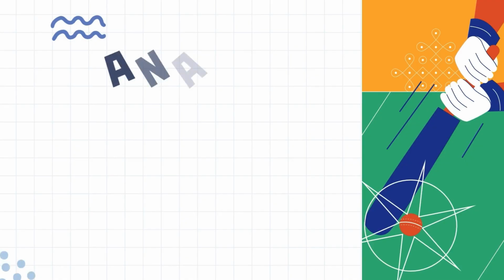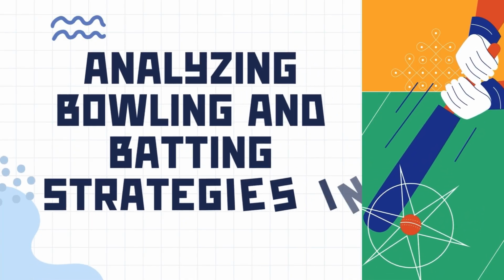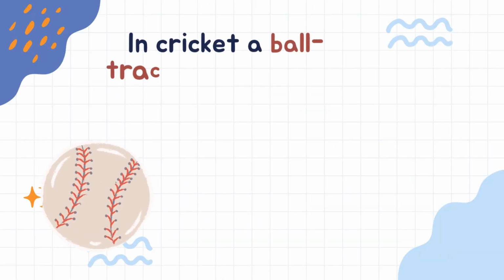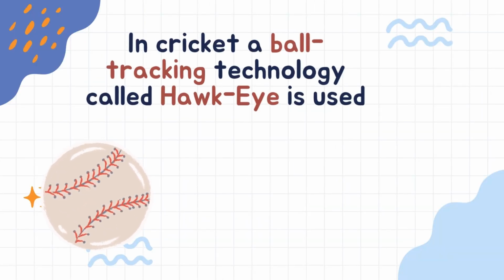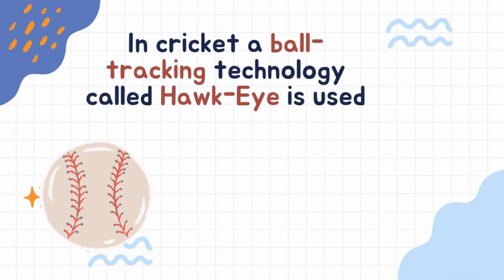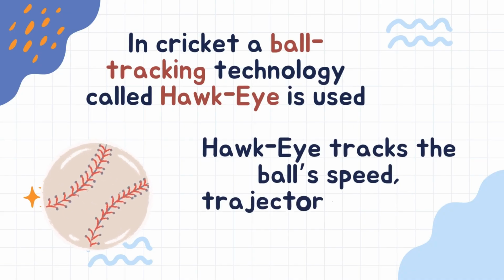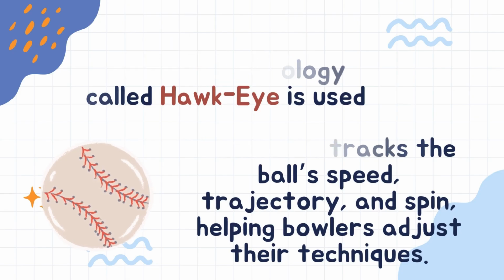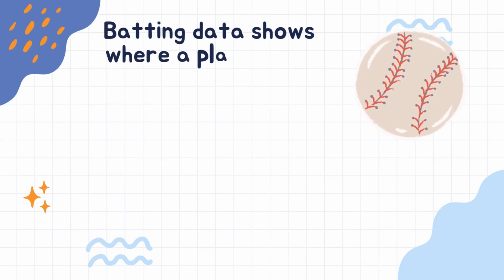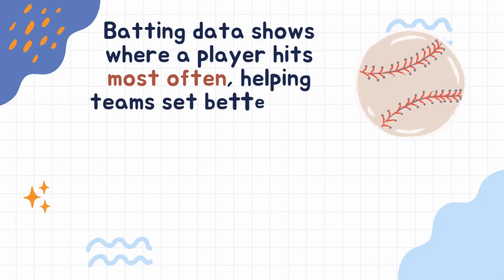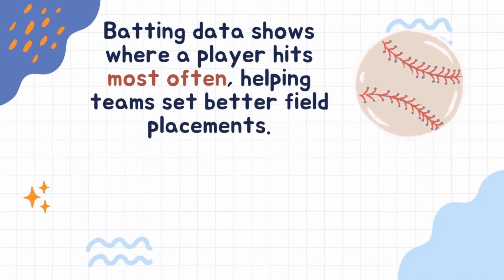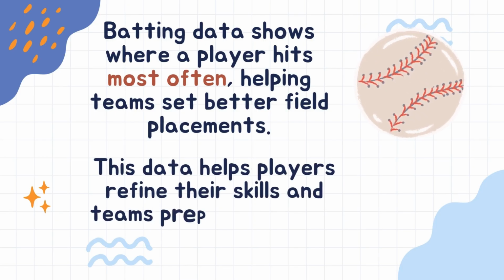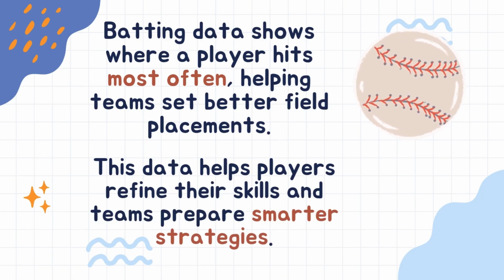Now, let's discuss how data science is used in analyzing bowling and batting strategies in cricket. In cricket, a ball tracking technology called Hawkeye is used. Hawkeye tracks the ball's speed, trajectory, and spin, helping bowlers adjust their techniques. Batting data shows where a player hits most often, helping teams set better field placements. This data helps players refine their skills and teams prepare smarter strategies.